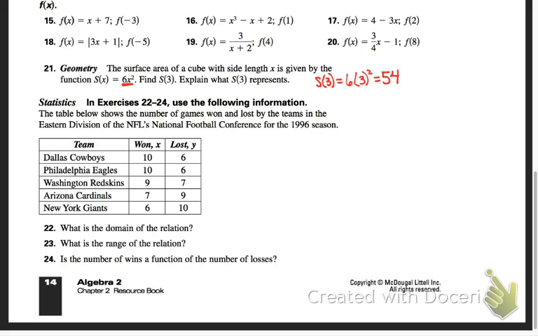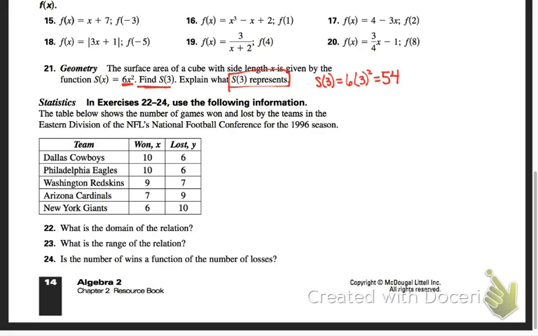So I'm assuming that the 54 part probably isn't where the main question lies. So we found S of 3. We found the first part. It's more of what does that represent? So, what are we looking for?